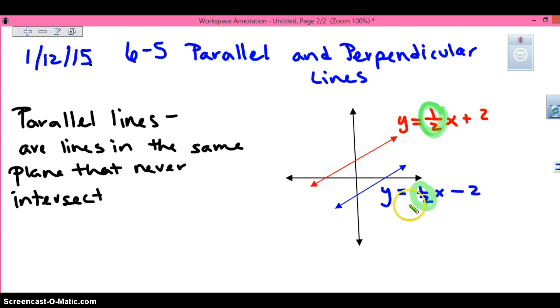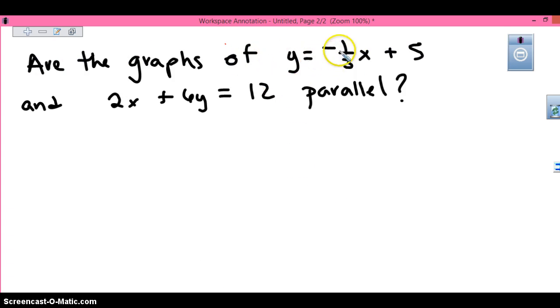These lines are parallel lines because they have the same slope and different y-intercepts. They will never intersect. Are the graphs of y equals 1/3 x plus 5 and 2x plus 6y equals 12 parallel? How can we tell if lines are parallel? If the slope is the same and the y-intercept is different, then they're parallel.